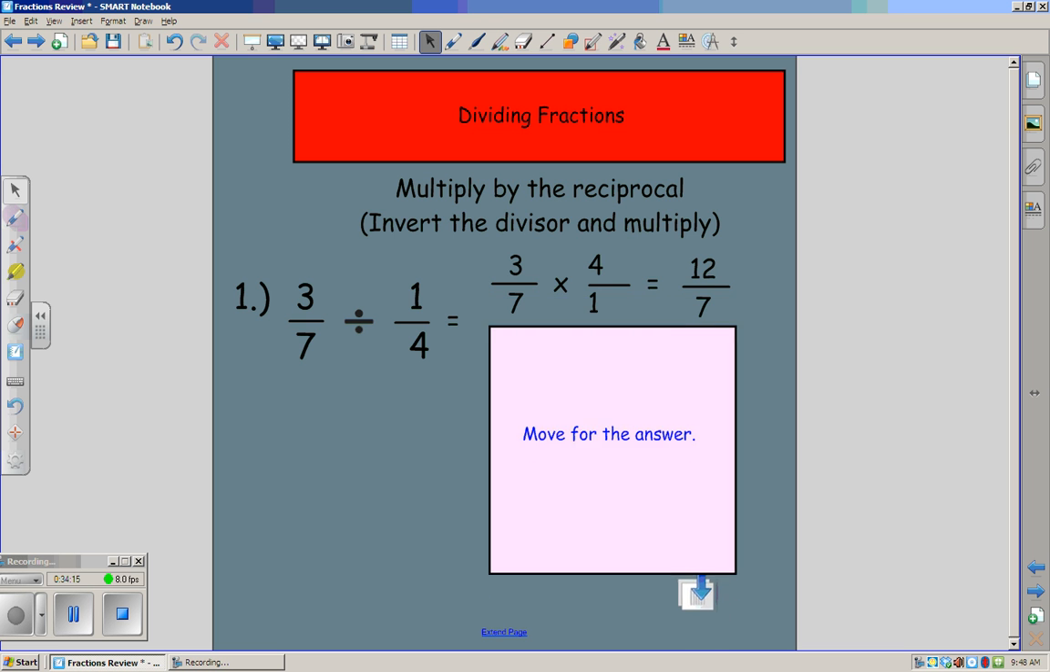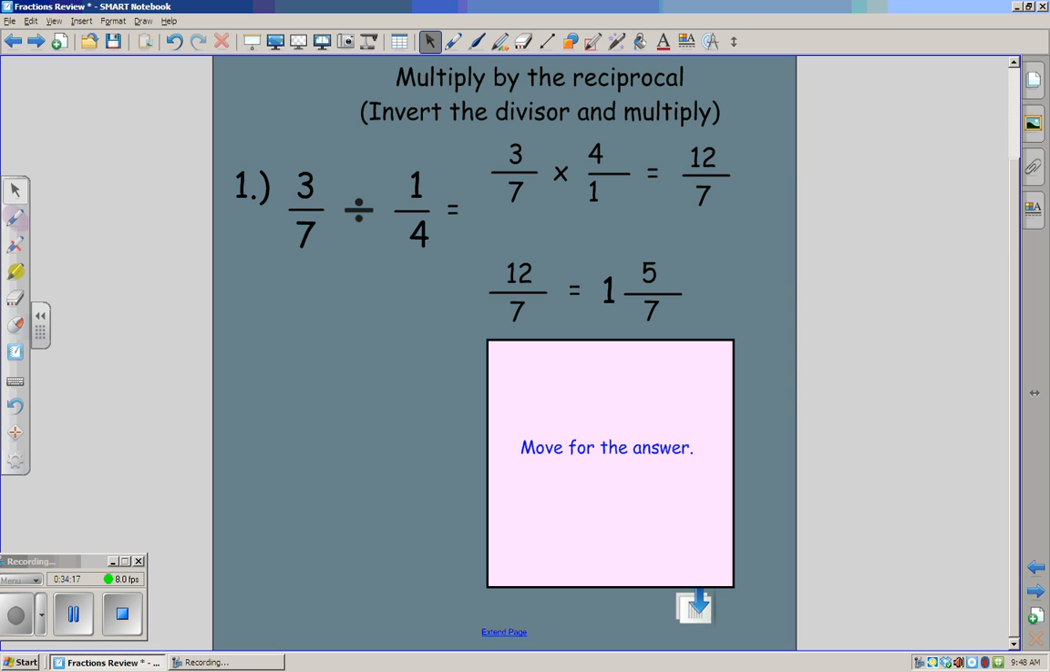All right, I am just going to move this down. You'll notice that they flipped the second one. Instead of divide by 1/4, they had times by 4 over 1. And multiplied across. 3 times 4 is 12. 1 times 7 is 7. Put that back into a mixed number, and there's your answer.